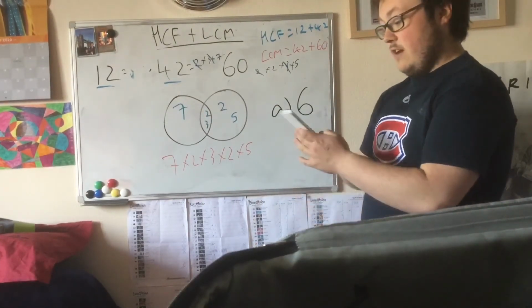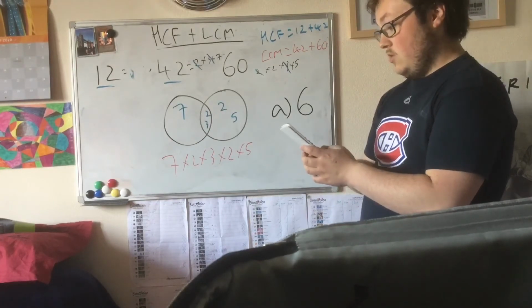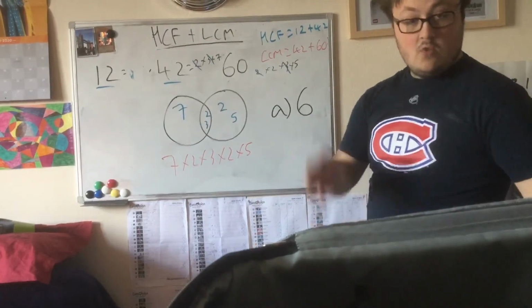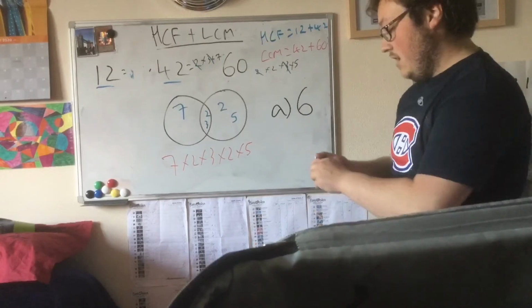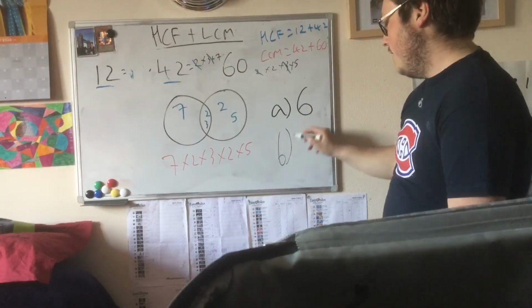So let's enter it into your calculator. 7 times 2 times 3 times 2 times 5, and that will get you the lowest common multiple, which is the answer to part B, and that is 420.